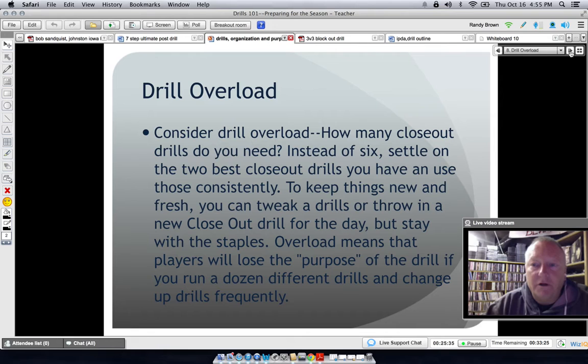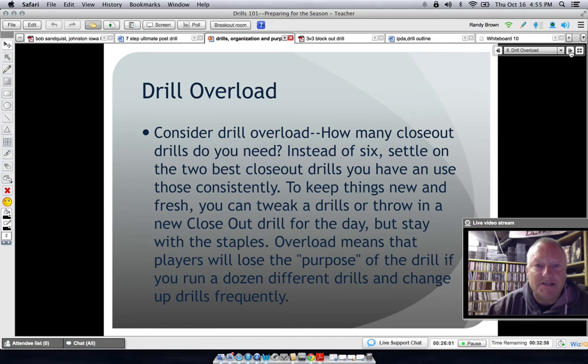Okay, so what's drill overload? I'm not saying you need 600 drills. You diagram and create as many drills as you want for your notebook. That's fine. That's up to you. But overload is all about how much duplication you have. I always ask coaches, well, how many closeout drills do you need?